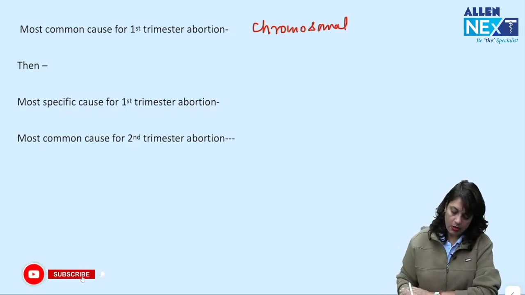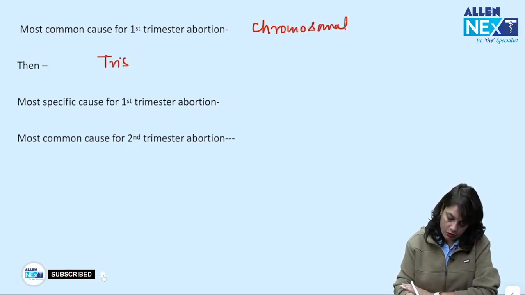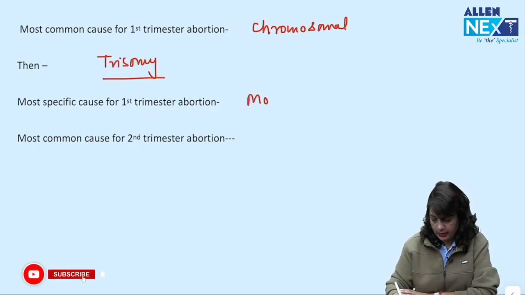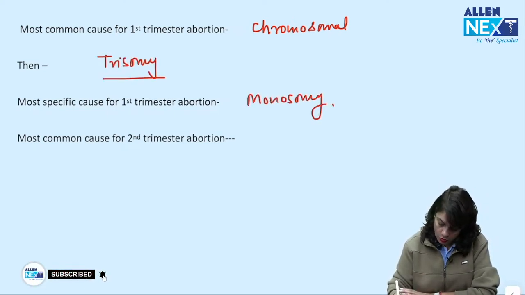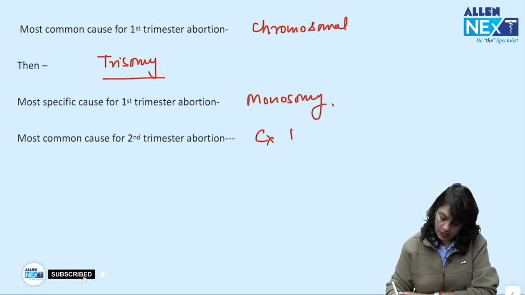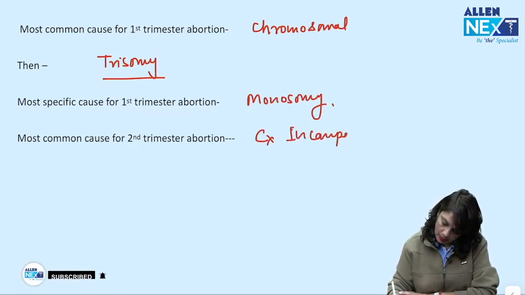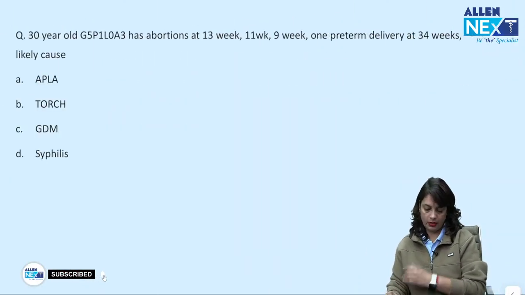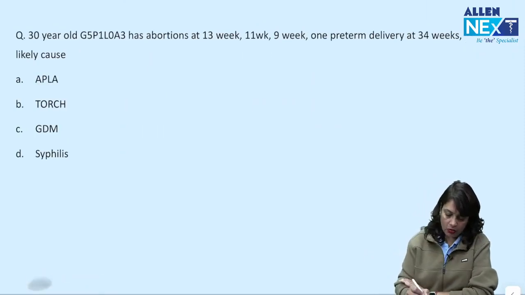Next, most common cause for first trimester abortion is chromosomal. Which type? Trisomy is the most common cause. Most specific is monosomy. Most common cause for second trimester abortion, cervical incompetence. Okay.